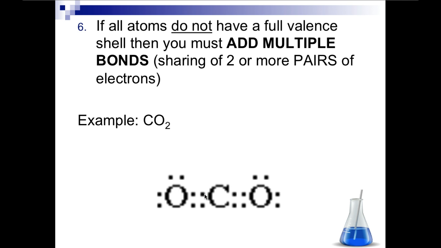And when we double count this, carbon still has 8 around it. And then each oxygen also has 8 around it. So they're also stable. Okay, so this would be a carbon in the center with a double bond to an oxygen on the right, and a double bonded oxygen on the left.